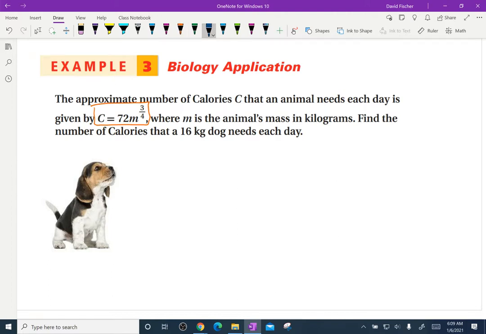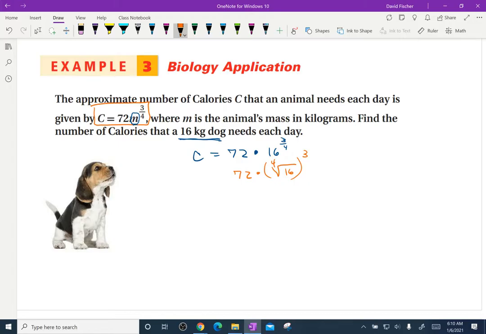So in this particular case, it's a 16-pound or 16-kilogram dog. So that's the weight right here. That's our mass. So we're going to say C equals 72 times, they said the mass was 16 to the 3/4 power. So that really means 72 times, and I'm going to do it the way I like and the way Christina, my daughter, does it too, because I went to visit her and she was showing me, Dad, you really do use this formula.